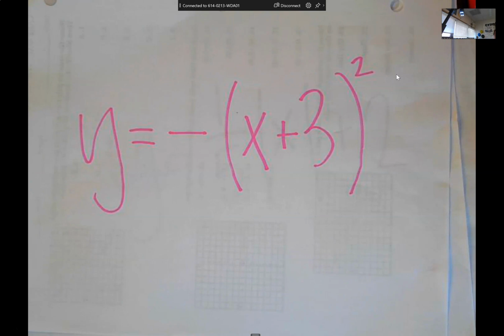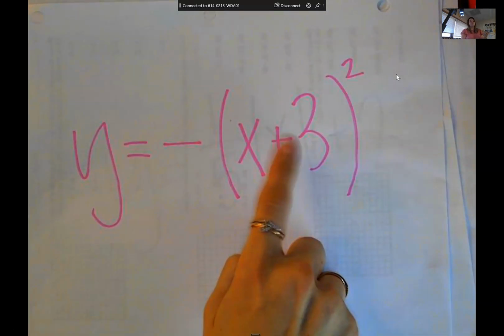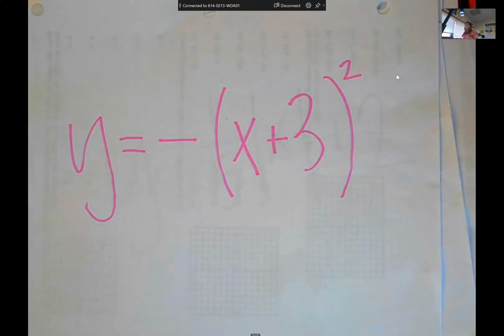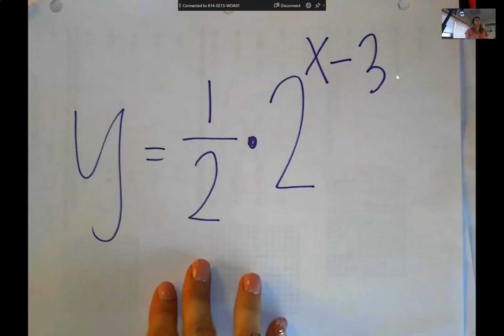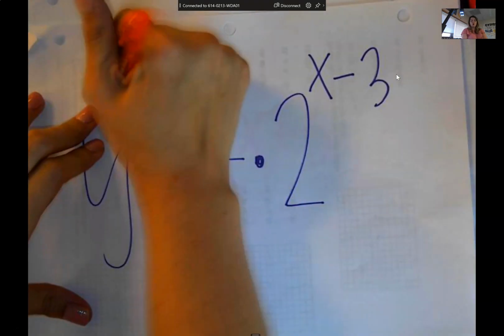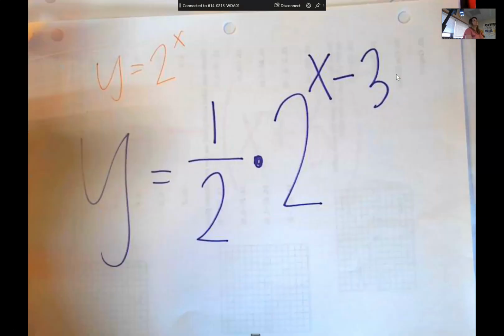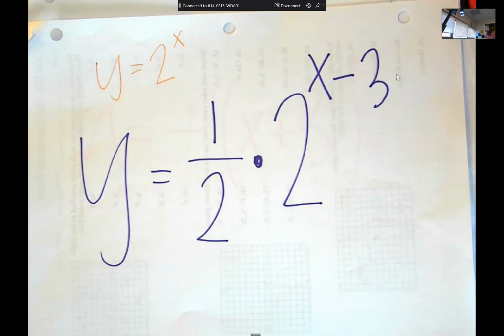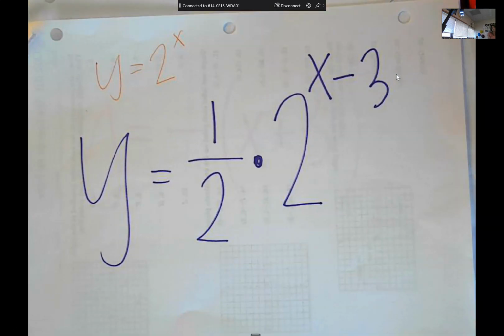Okay, show me. This has been reflected and shifted left by 3. This is trapped in with the x. Okay, our last one is kind of a challenge. This is the exponential family. So this started out as y equals 2 to the x. What did I do to y equals 2 to the x?